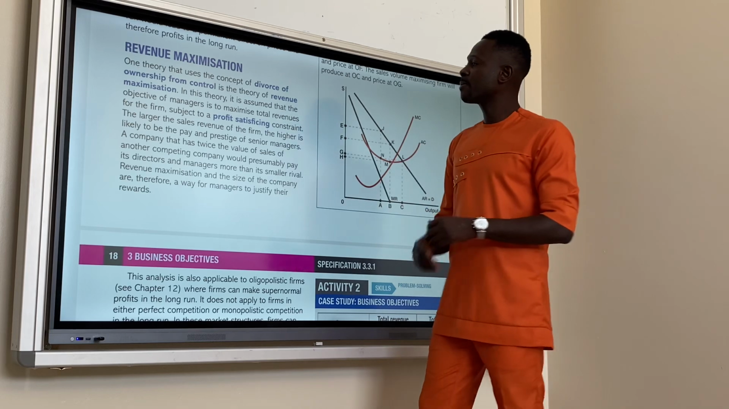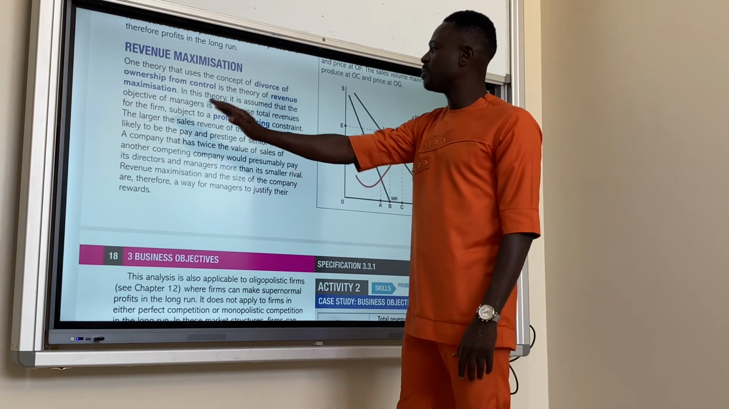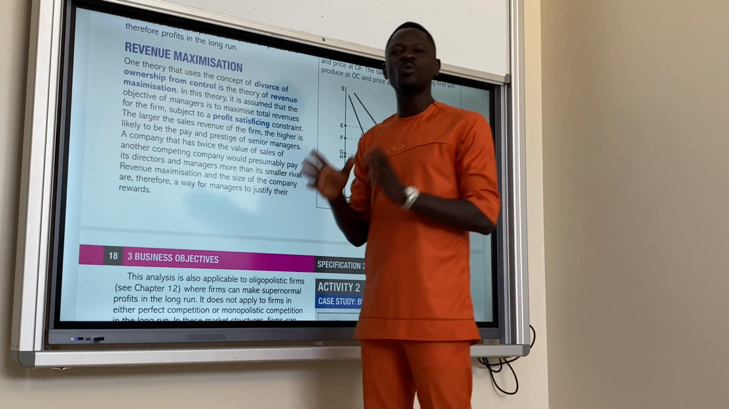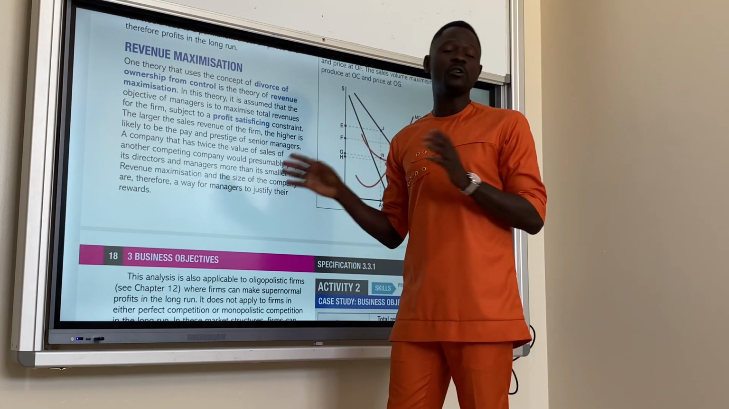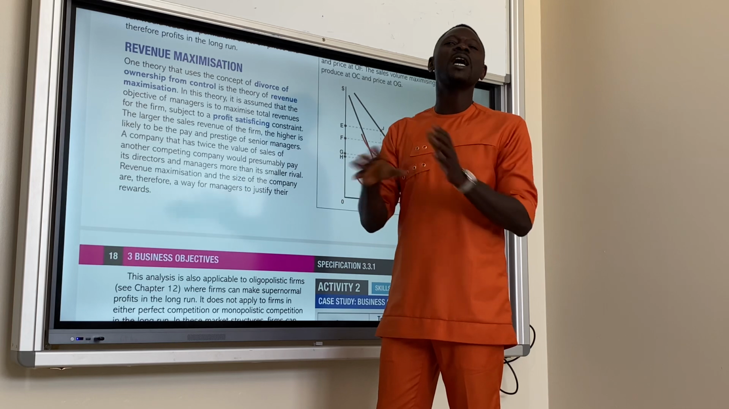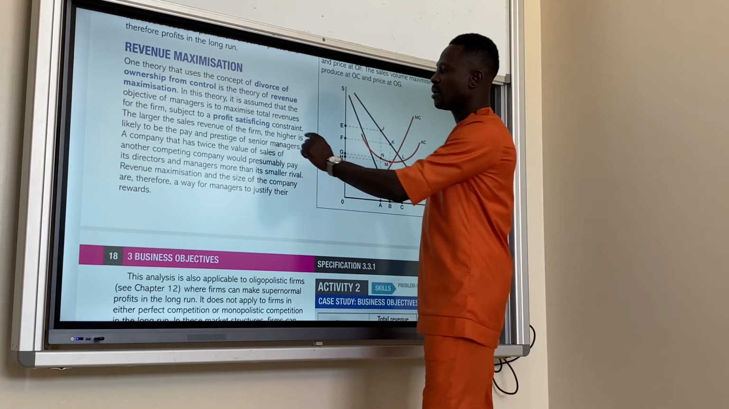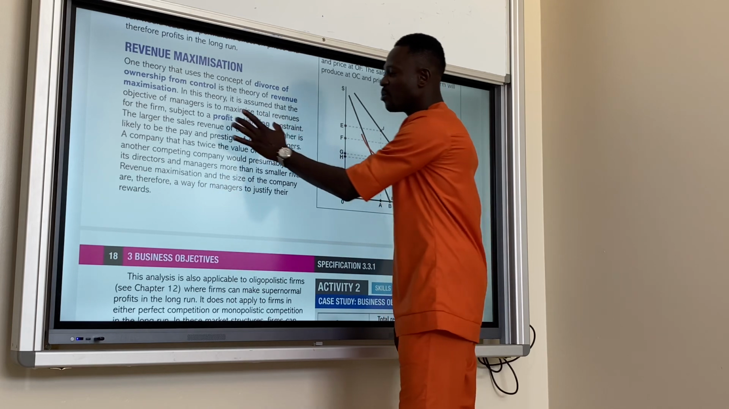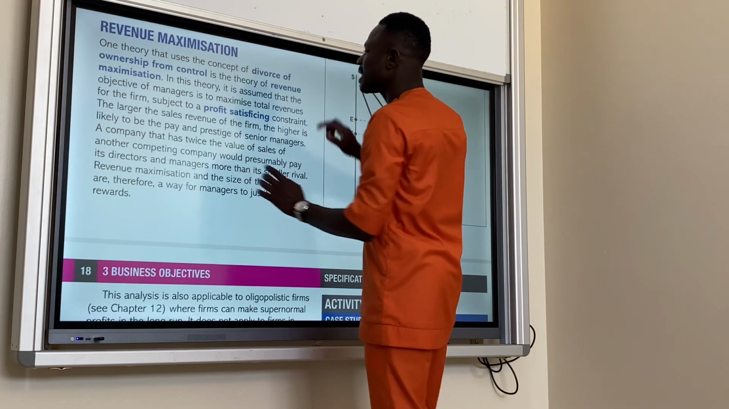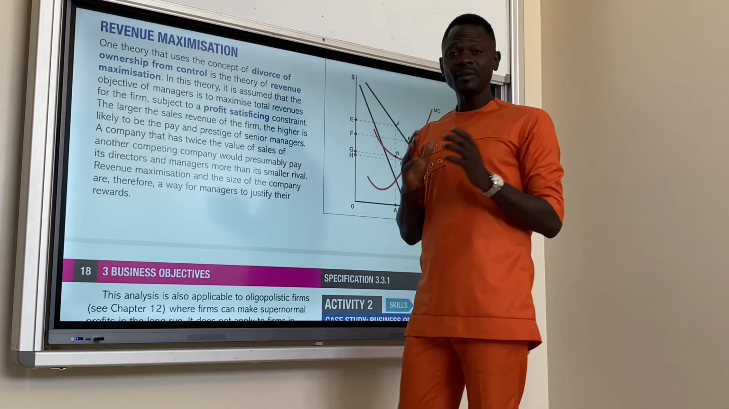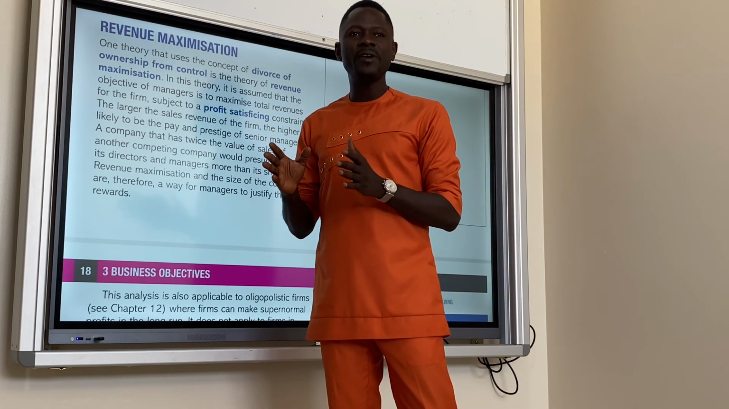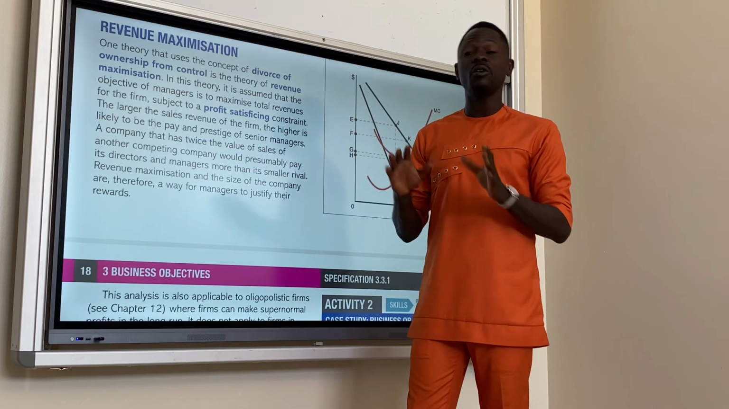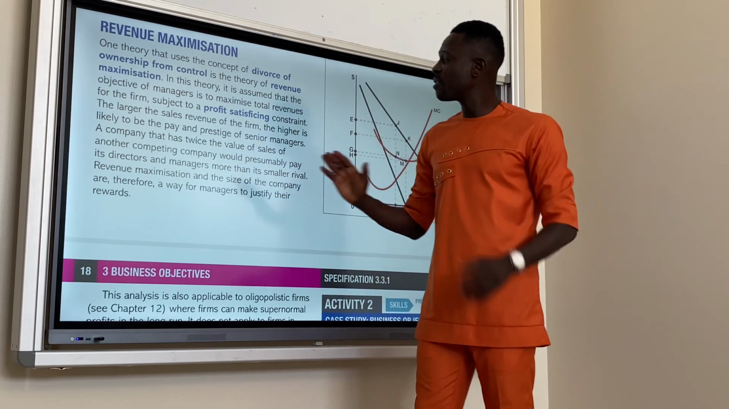So let's read anyway. In this theory, it is assumed that the objective of managers is to maximize total revenue. And what is total revenue? Price multiplied by the quantity sold. So the objective here is to sell as much as possible, to maximize revenue for the firm, subject to a profit satisficing constraint. Profit satisficing simply means that the profit made by the firm is enough to make the shareholders or the owners of the business or the firm happy. That is what profit satisficing is.